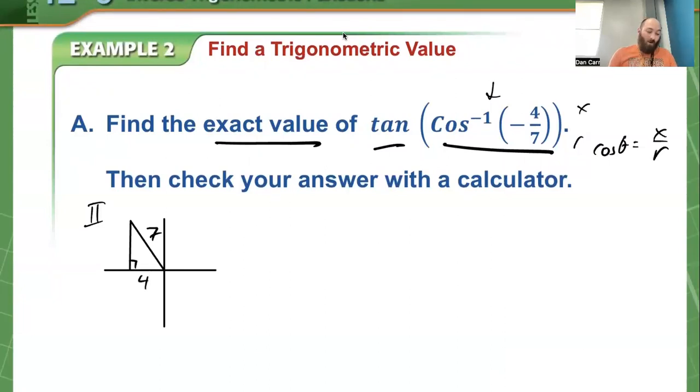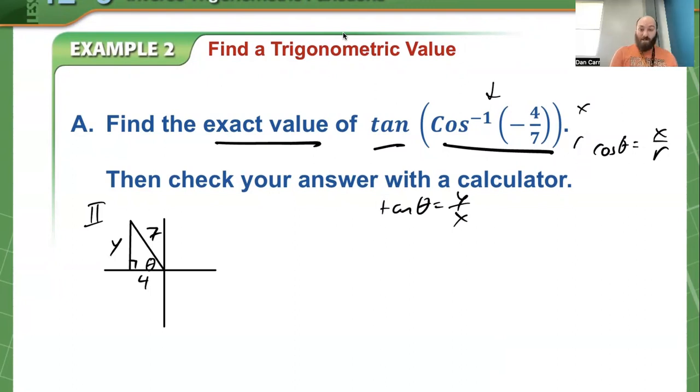Now I have my right triangle. I want to find the tangent of that. Well, this is the theta that I'm looking at here. Okay. The tangent is opposite over adjacent, or we can also say that tangent of theta is y over x. So the thing I'm missing here is the y value. So I'm missing this piece right here.